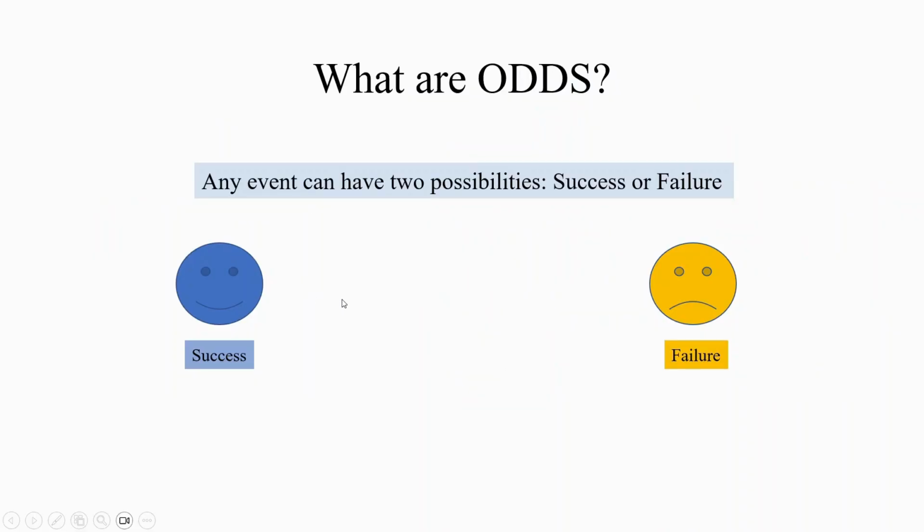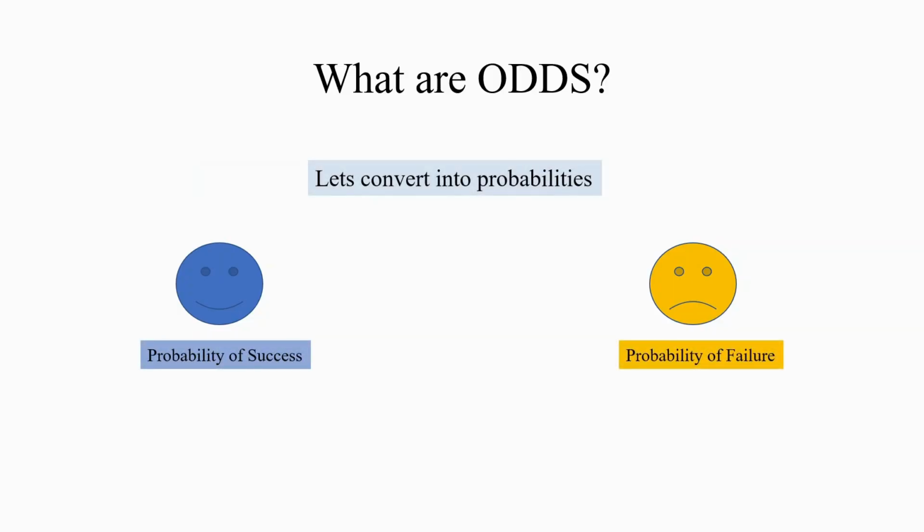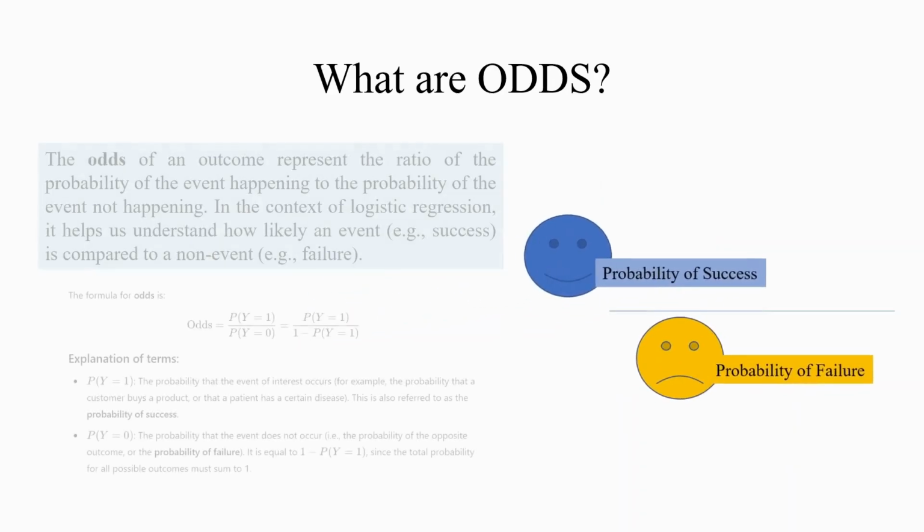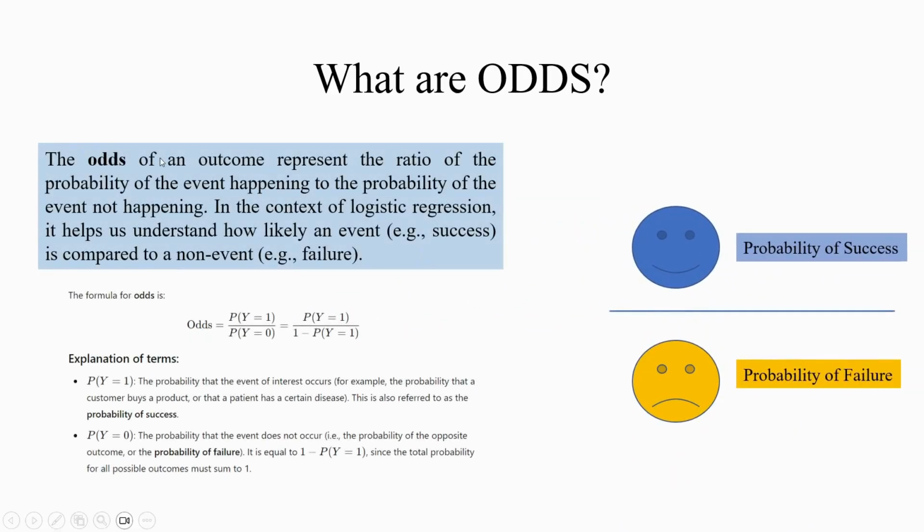Now, what are odds, and why is it necessary to understand them in logistic regression? An event can have only two possibilities, success or failure. Let's convert it into probabilities: probability of success and probability of failure. The odds of an outcome represent the ratio of the probability of the event happening to the probability of the event not happening.